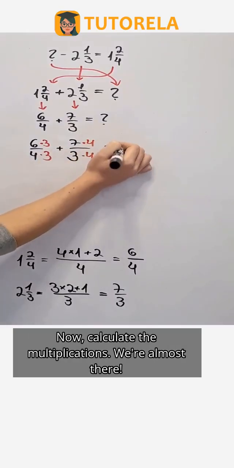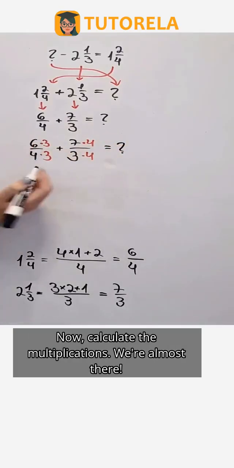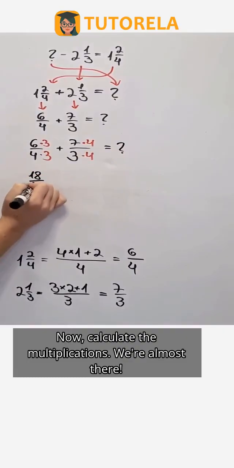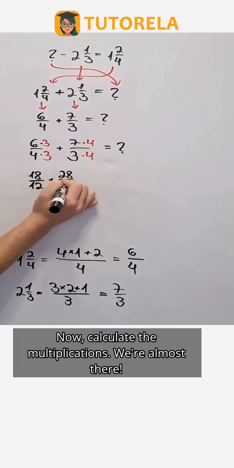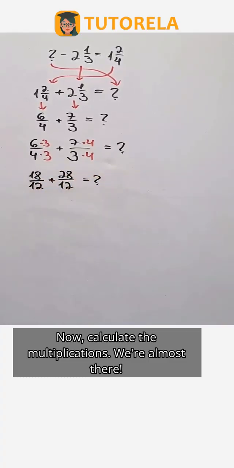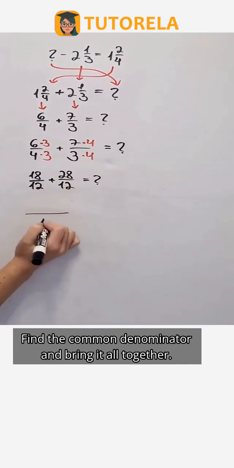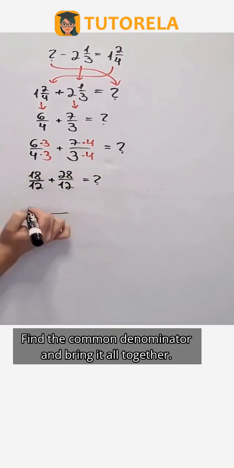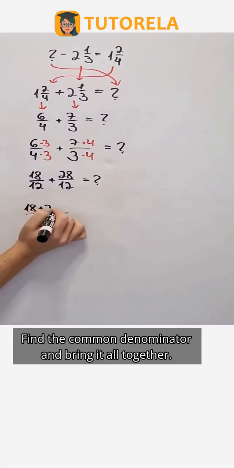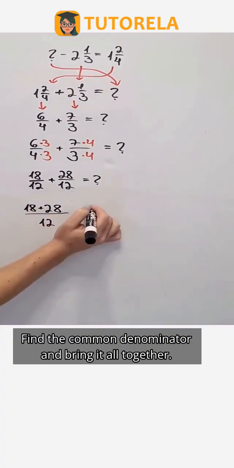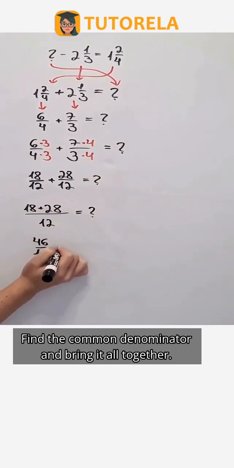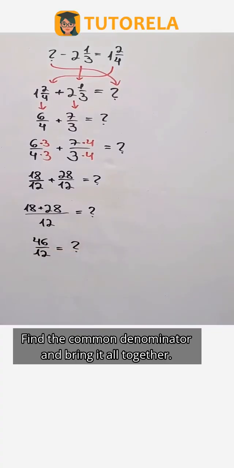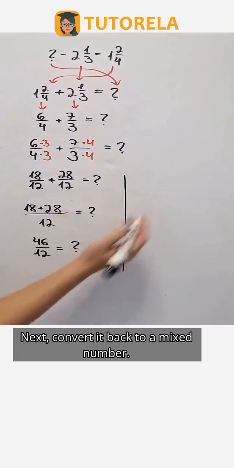Now, calculate the multiplications. We're almost there. Find the common denominator and bring it all together. Next, convert it back to a mixed number.